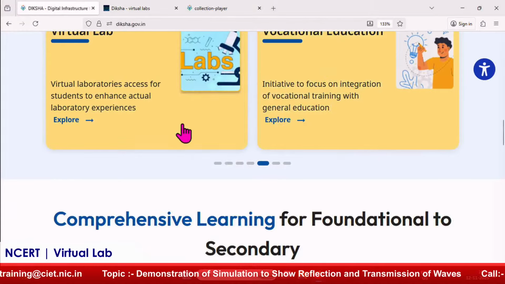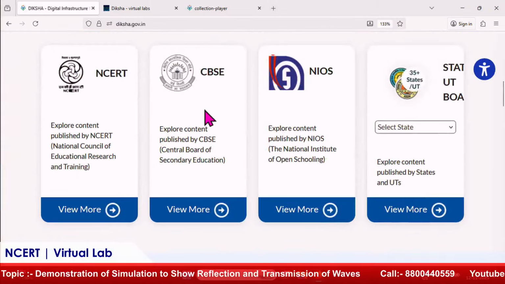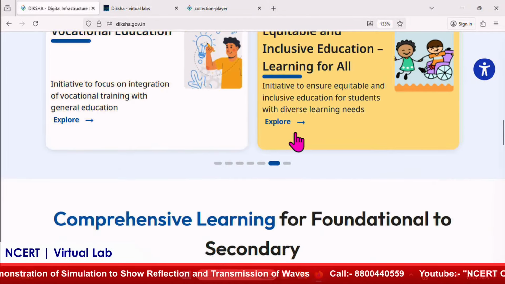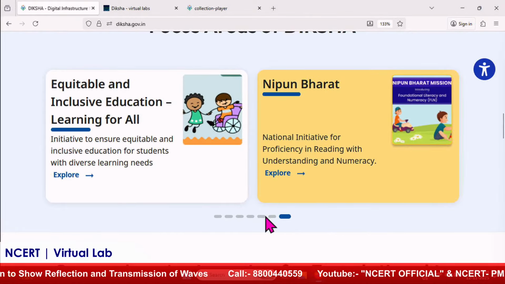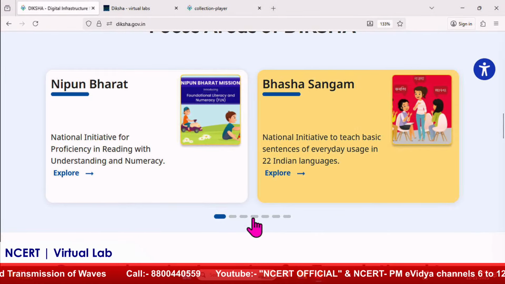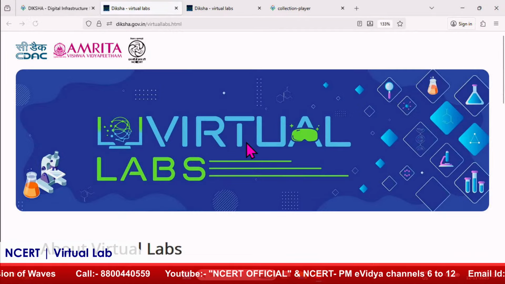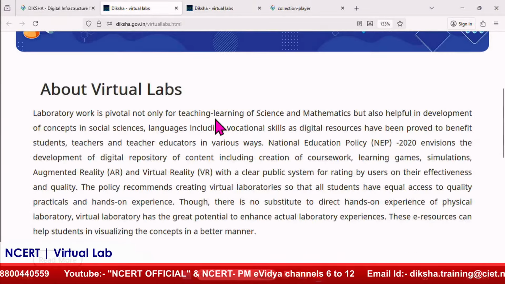Okay. And how can we access this particular simulation? Yes, we can access this simulation from the Diksha platform only. We can go to diksha.gov.in. This is the main platform, a digital interface for knowledge sharing, and here various verticals are there, focus areas of Diksha, and under it you will find the virtual lab, Jadui Pitara. Once we go over here, to virtual lab, or you can directly type virtual lab, you will get this page.